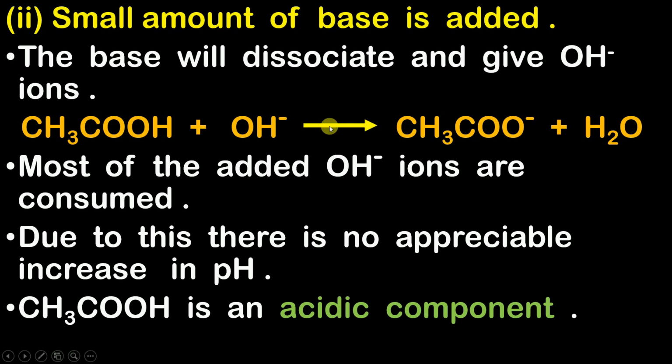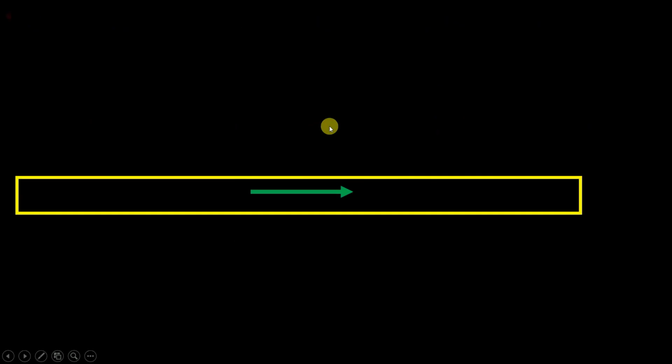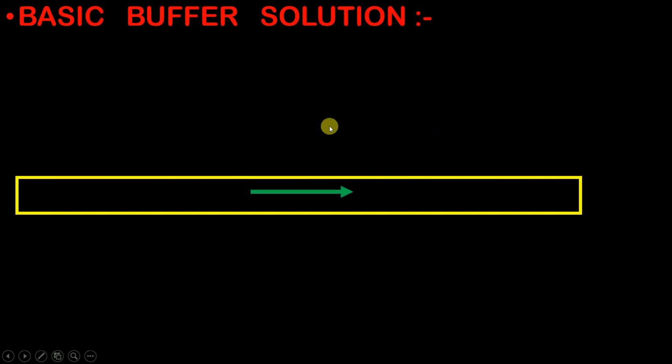Now guys, moving on. Let's understand now the second type, that is the basic buffer solution. We have understood what an acidic buffer solution is as well as its mechanism. Now it is time for us to understand what a basic buffer solution is, and we will also understand its mechanism. If you understood the acidic buffer solution, this is going to be easy for you. And even if you have not, don't worry, I'll make sure it becomes easy.